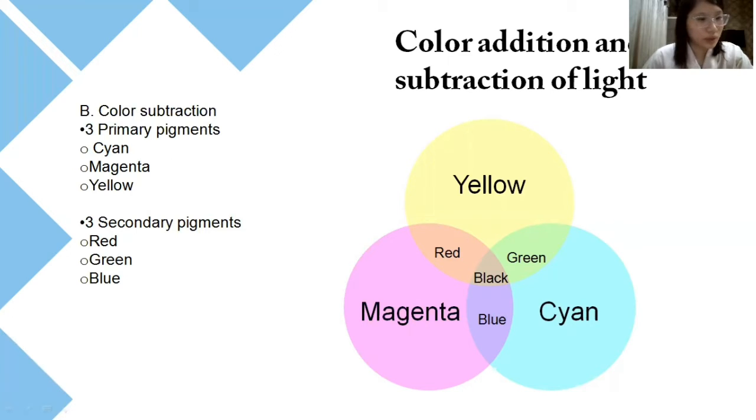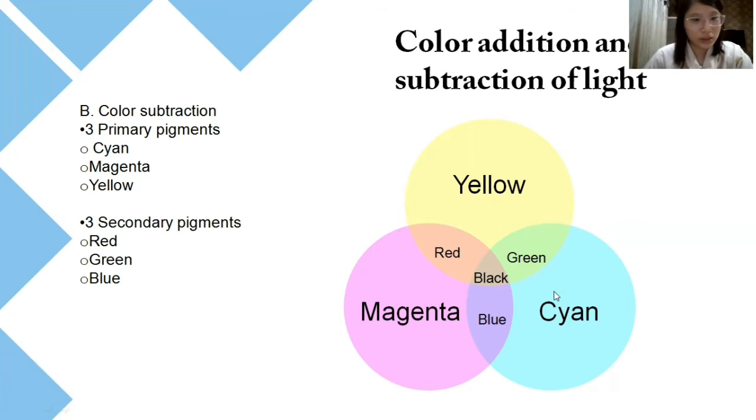The three primary pigments are cyan, magenta, and yellow, while the three secondary pigments are red, green, and blue. Cyan, magenta, and yellow are the primary pigments because they only absorb one frequency of color, while red, green, and blue are secondary pigments because they can absorb two frequencies of colors.